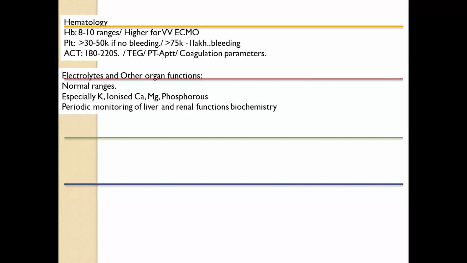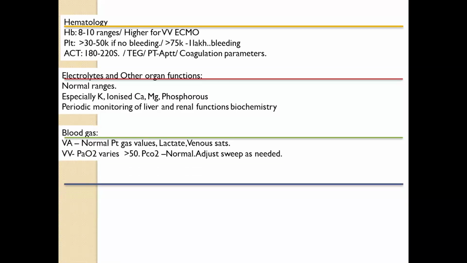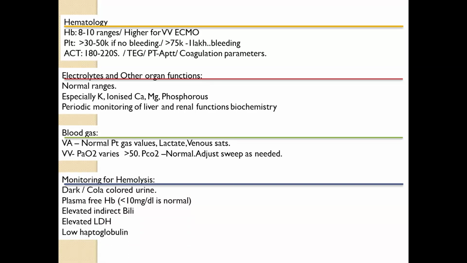Electrolytes and organ functions need to be monitored periodically. It is important to keep the key electrolytes, calcium, potassium, magnesium, phosphorus, all within normal limits. Periodic monitoring of liver and renal functions will tell us about any problems happening in those organs because of hypoperfusion. Blood gases, like I said, we need to monitor periodically. And monitoring for hemolysis is very important.